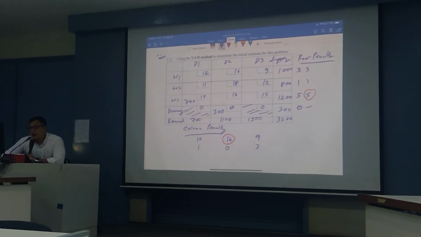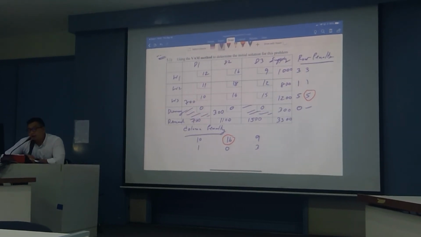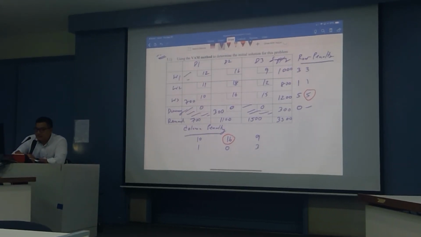What happened after you delivered 700 to this cell? It means that the demand of D1 is already fulfilled. So for the next round, these two cells we will not consider anymore.